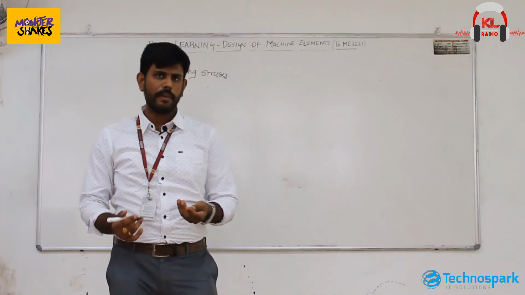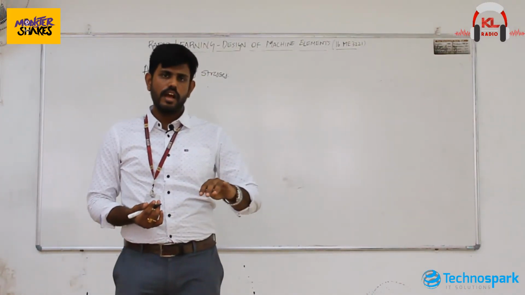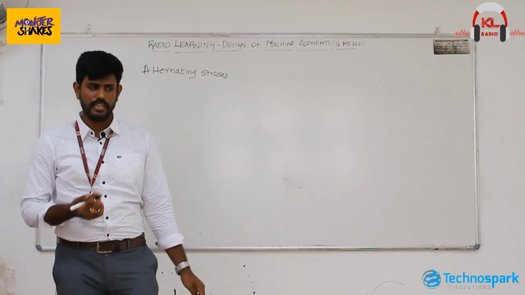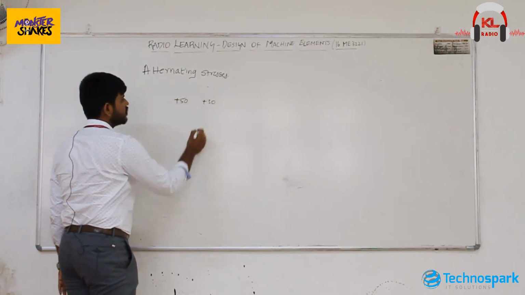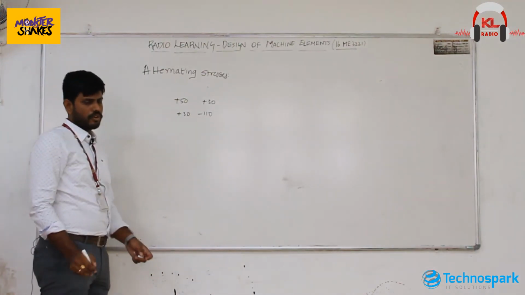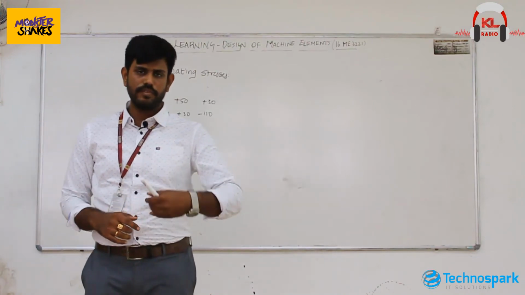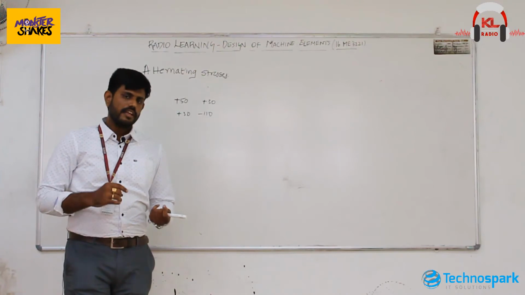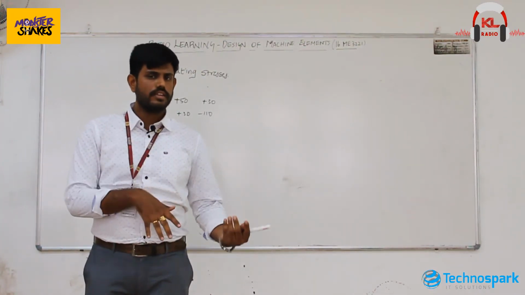You can't guarantee that the magnitude will remain the same; the magnitude will change, or else its direction will also change. For example, it might be from plus 50 to plus 30, or it might go from plus 30 to minus 110. But its magnitude will definitely change. The direction might change or might not change.